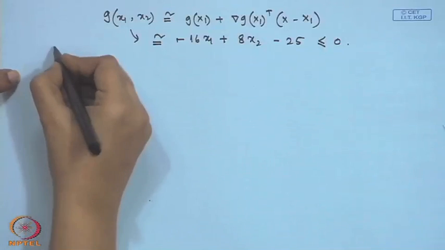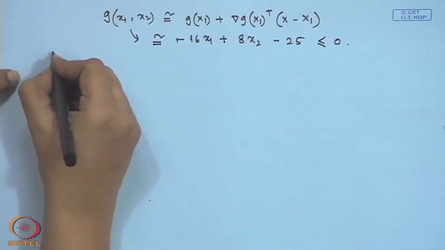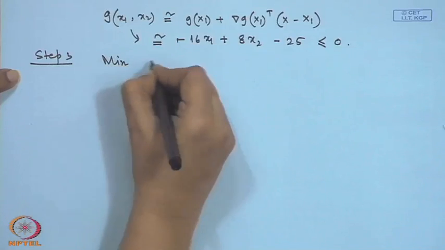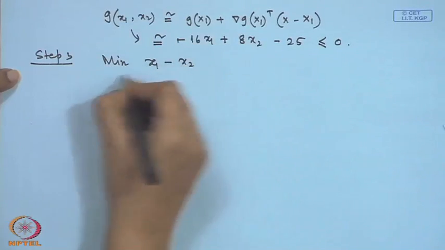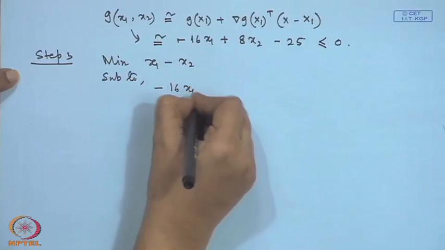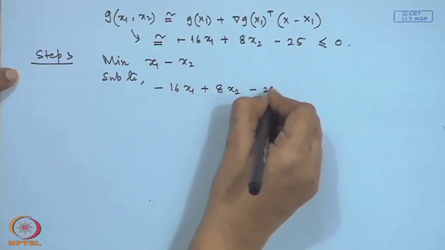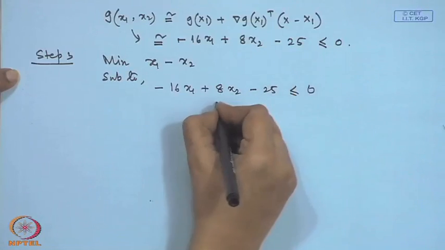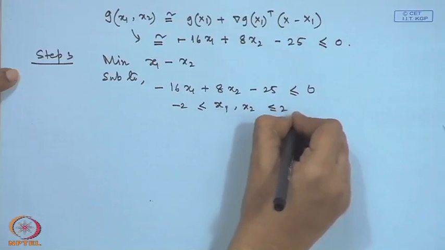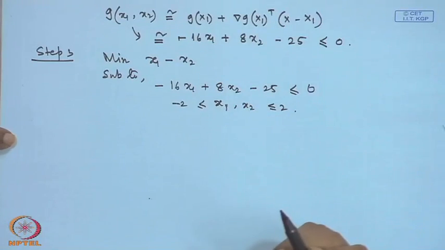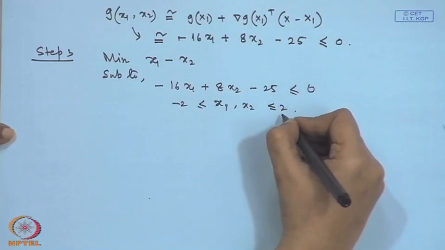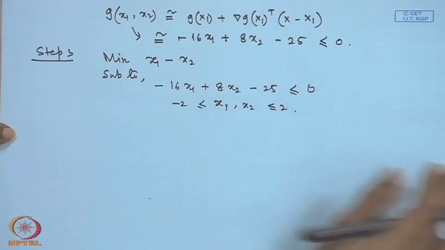Since this is the approximated linear function of the given nonlinear function, let us consider the next step with this constraint. Thus, in the next step we will consider the next linear programming problem as minimization of x1 minus x2 subject to this constraint, -16x1 + 8x2 - 25 less than or equal to 0, and x1 and x2 both between -2 and 2. Because we wanted to bound the feasible space, that is why we have considered this constraint. Not only that, this constraint helps us in finding the initial starting point even.